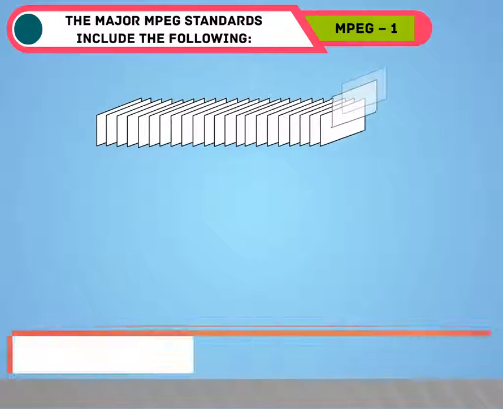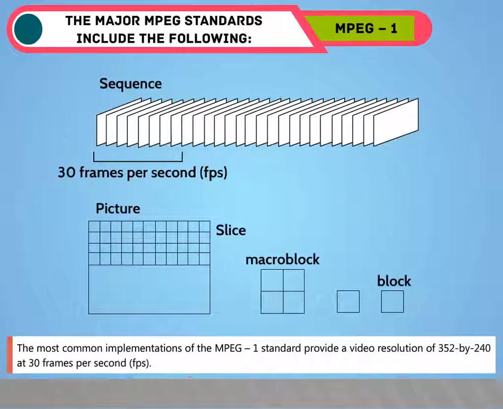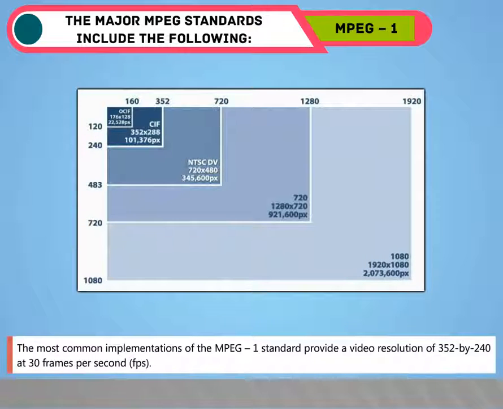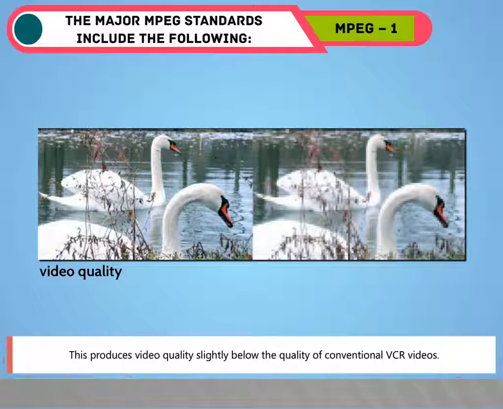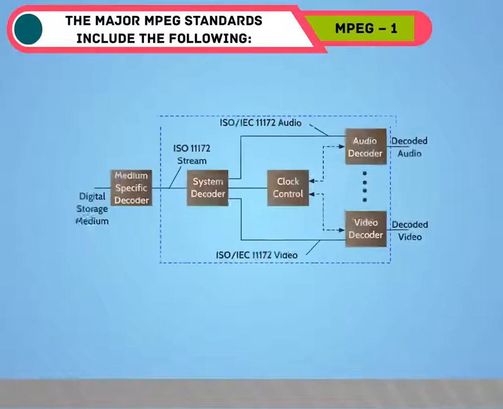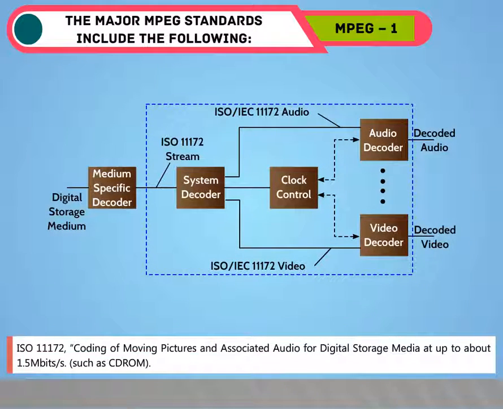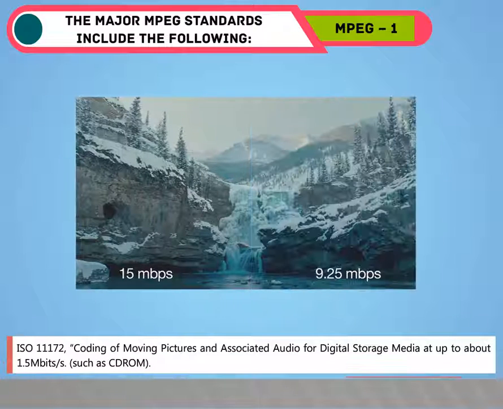MPEG-1. The most common implementations of the MPEG-1 standard provide a video resolution of 352 by 240 at 30 frames per second, that is FPS. This produces video quality slightly below the quality of conventional VCR videos. ISO 11172: coding of moving pictures and associated audio for digital storage media at up to about 1.5 megabits per second, such as CD-ROM.